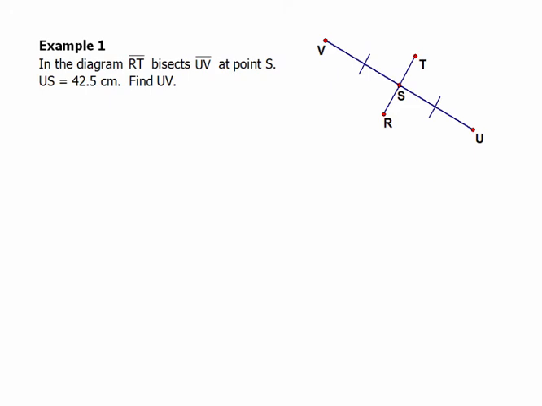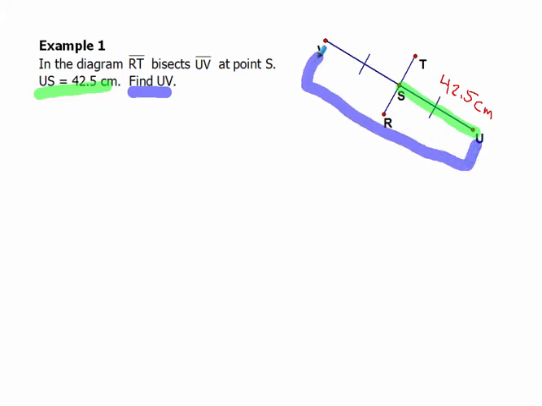Now, we're told that the US part is 42.5. So from here to here, that whole length, I'm told, is 42.5. So I'm going to go ahead and write that in, 42.5 centimeters. Now, the piece that they're asking us to find is UV. So they want to know from U all the way over here to V. They want to know how long that entire segment is.